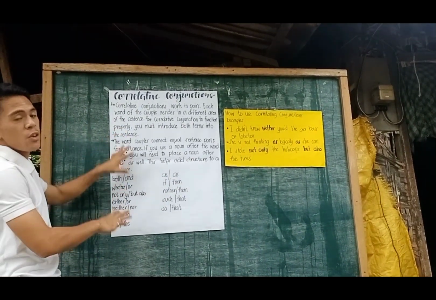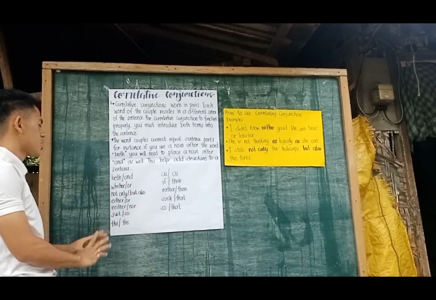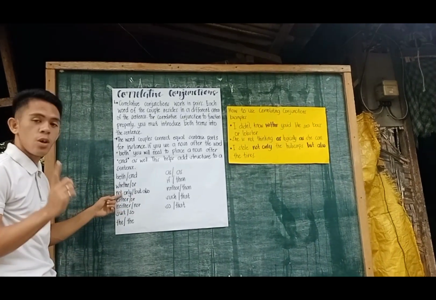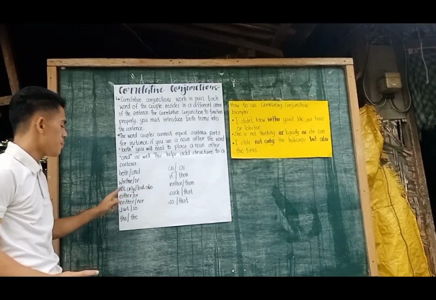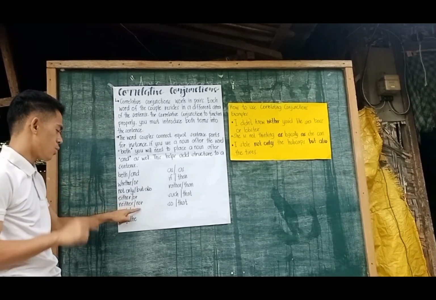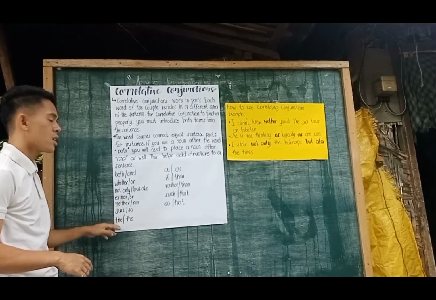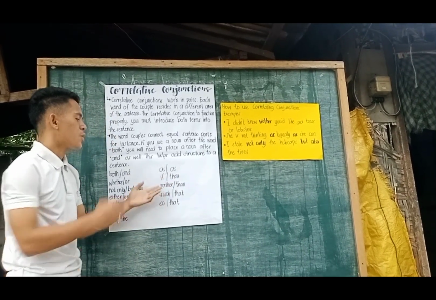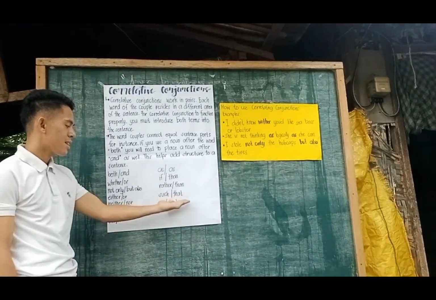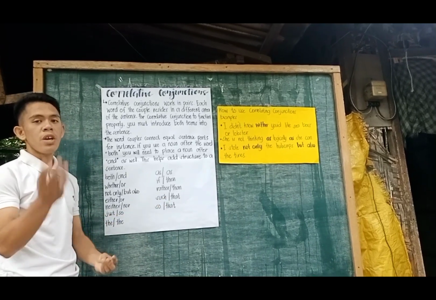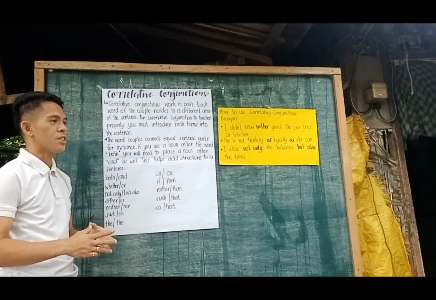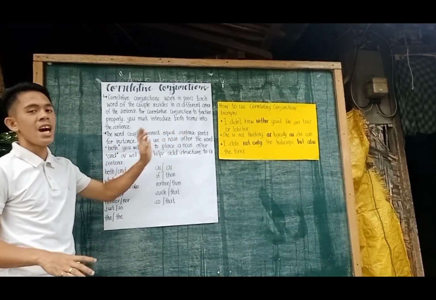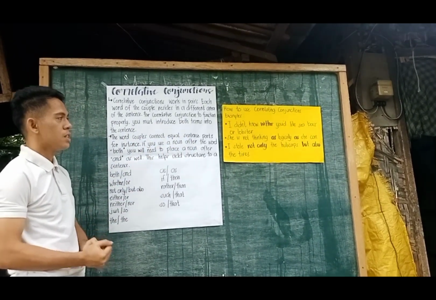So I have here the examples of correlative conjunctions: both, and; whether, or; not only, but also; either, or; neither, nor; just, so; as, as; if, then; rather than; such, that; so, that. For you to understand the correlative conjunction well, I have prepared some examples.